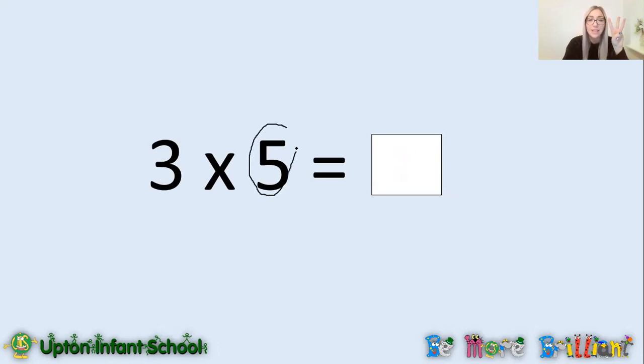So I'm going to count in 5. Now, if you want to do your counters, that's absolutely fine. If you want to draw out 3 groups of 5, so there was 1 group of 5 here, and another group, you can do it that way. Or you can do it in your heads. So 3 fingers counting in 5s this time. Off we go. 5, 10, 15. I'm going to write my last number, and that was 15. 15 is a 10 and a 5.